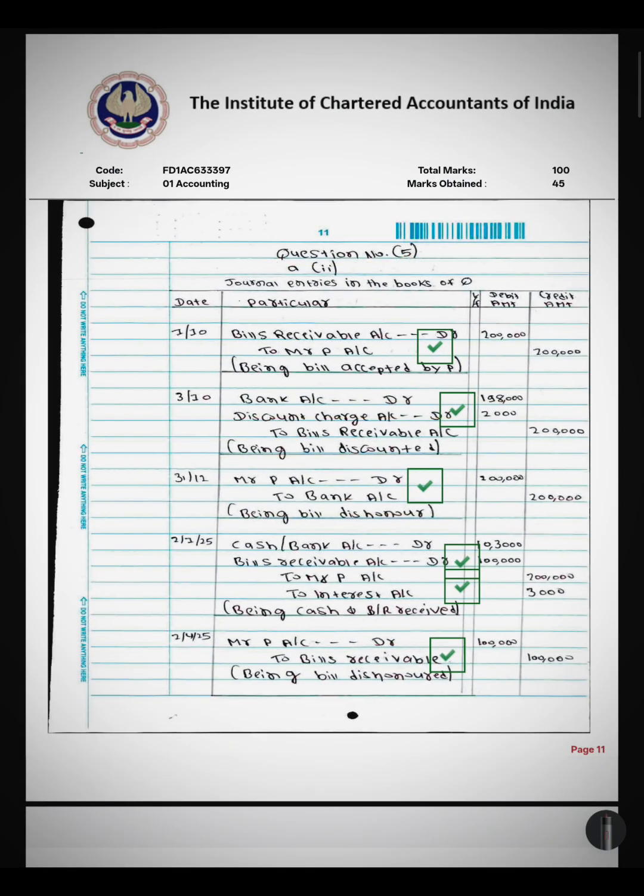After question 6 I came to question 5. As you can see, I have written every question at the center, so that it will be helpful for the examiner. And again I started with the proper format here. It was a question on bills receivable and bills payable. I started with proper format, scaling, and even the narration here, and all the answers are correct here.